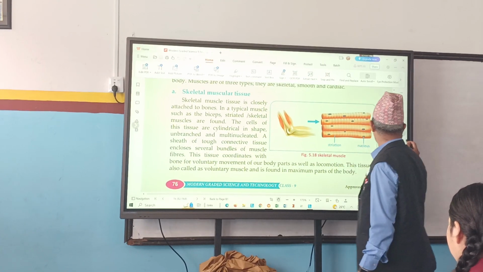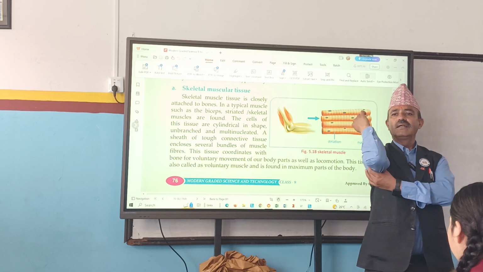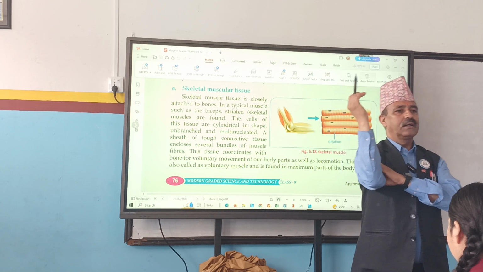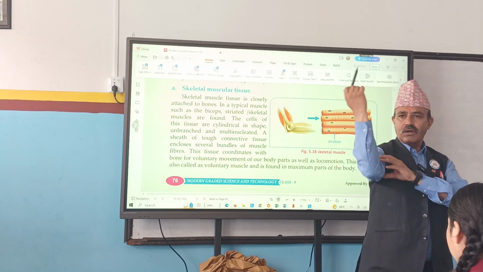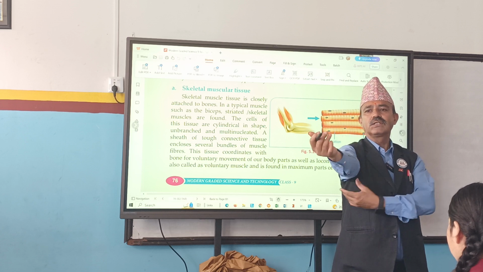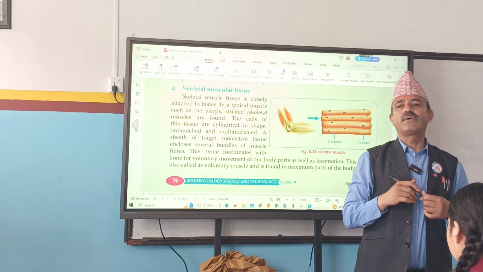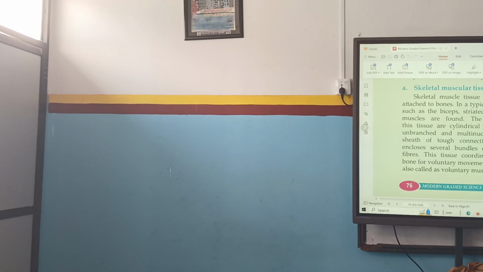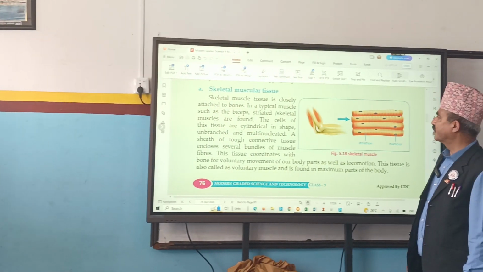Some examples of skeletal muscular tissues are bicep and tricep. We have already discussed that muscular tissues can expand and contract. Look here. When bicep contracts, tricep expands. When bicep expands, tricep contracts. It is said that there are more than 500 muscles in our body, but they are categorized into how many types? Three types, and this is skeletal muscular tissue.